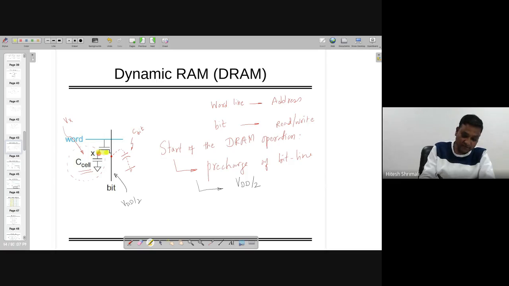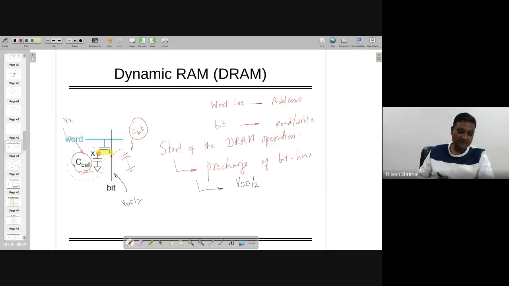It's going to make the charge sharing between two capacitors. One is C cell and one is CBIT. Notably, CBIT is also not a small number. You should match according to the speed requirement and what value you want to store here. So storing the capacity and the current is going to drive the whole thing.